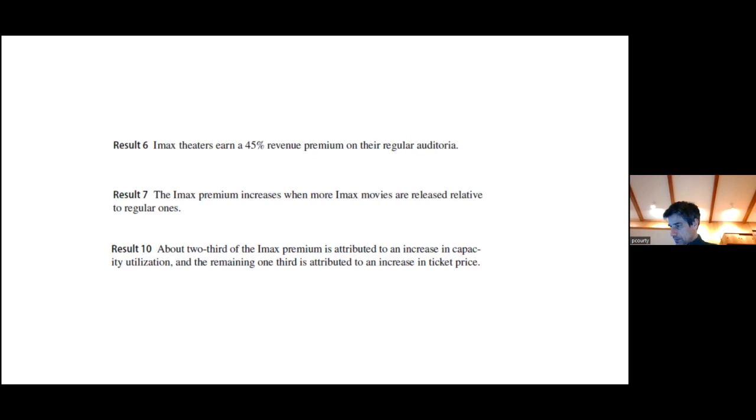Stephen, if you wish, you can also unmute shortly. So the 44%, yeah. I was just curious as to how different the prices were. That's right. So the price is 12% higher. When we do the decomposition, the 44% revenue premium on the IMAX theaters is explained by a 12% higher ticket price for regular feature films, and a 26% increase in capacity utilization.